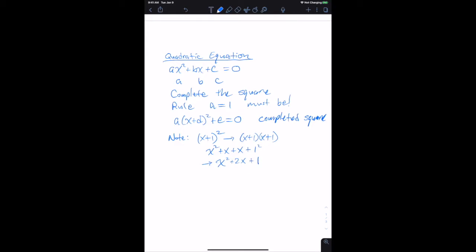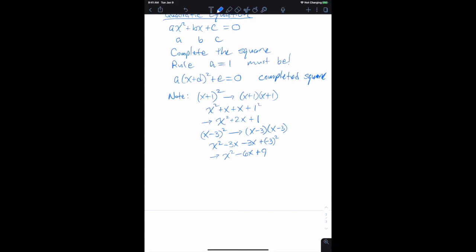Let's do that again with something else. How about x minus 3 squared? Noting that x minus 3 squared is x minus 3 times x minus 3. If we FOIL that again, we get x squared minus 3x, which is the outers. The inners is minus 3x, and then negative 3 times negative 3 is the last. Let's clean this up now, and this becomes x squared minus 6x, because negative 3 plus negative 3 is negative 6x, and then negative 3 squared is positive 9. So this is plus 9.